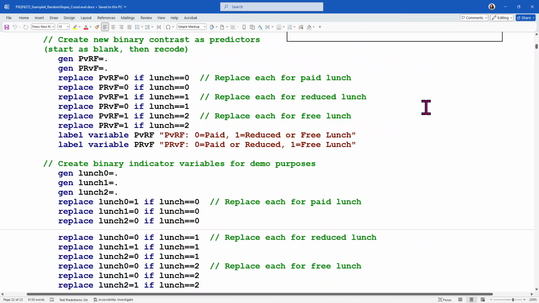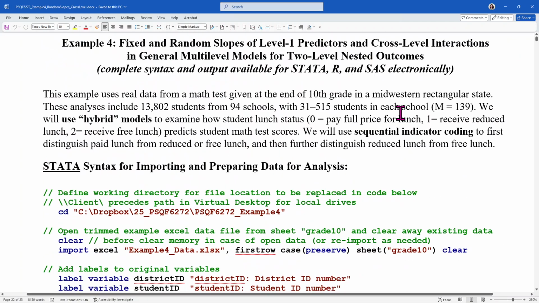Unlike some of my other examples that I'm pretty sure are fake or were messed with, example 4 is real data from a Midwestern rectangular state. We are predicting end of 10th grade math achievement outcomes of students who are nested in schools. You can see the sample size there is quite large at level 1, 139 schools, and there's one predictor: whether a student pays for their lunch, gets a reduced price lunch, or a free lunch. That's it. 23 pages, one predictor.